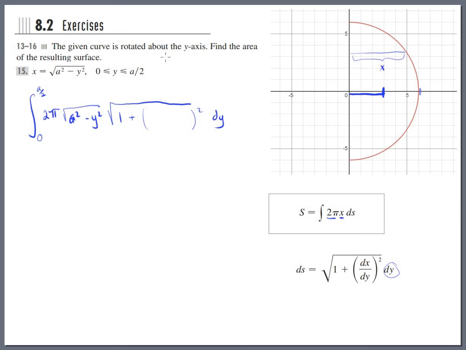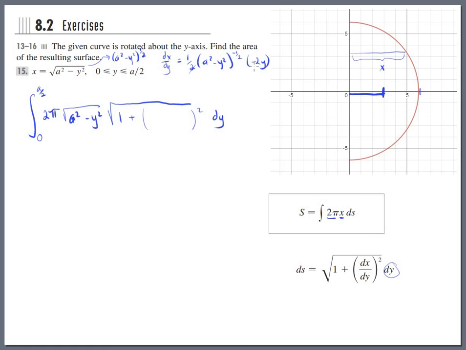We need the derivative of x, treating y like the variable. So this thing, let's just put this in calculus friendly form, is a squared minus y squared to the 1/2. So when you take the derivative of that, it's chain rule. The 1/2 comes down. A squared minus y squared stays in there. You get negative 1/2. And then chain rule also says, and the derivative of what's inside. Keep in mind a squared is constant. Its derivative is 0. The variable is y, so the derivative of the inside is just negative 2y.